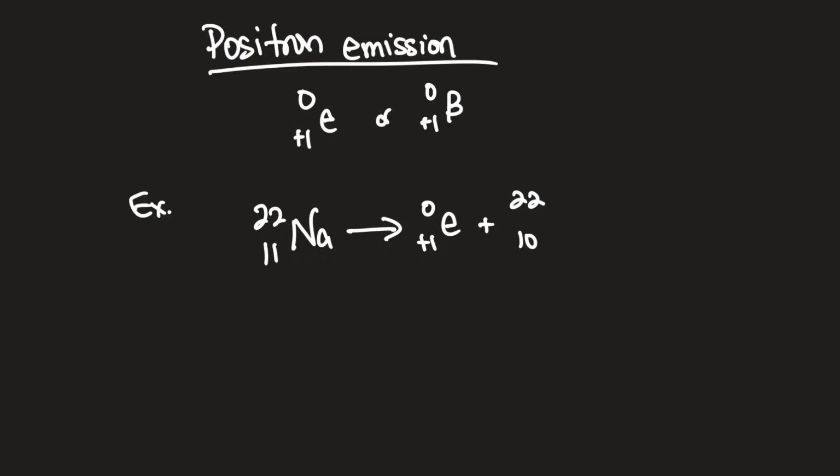So when we look at the periodic table, you look for element number 10. We find that element number 10 is neon. So this is an example of a positron emission.